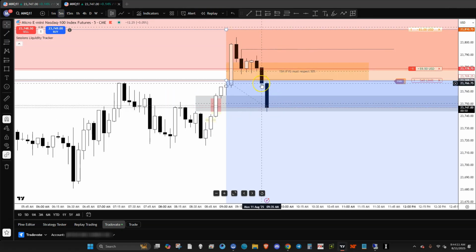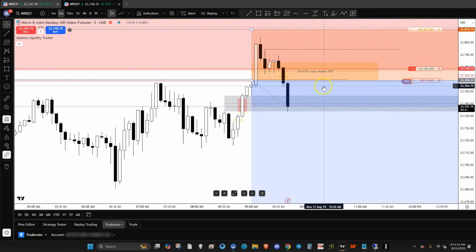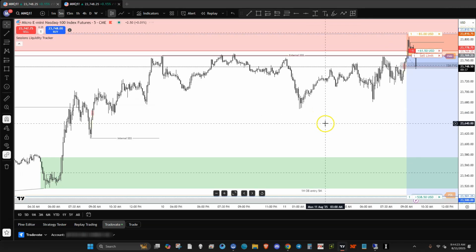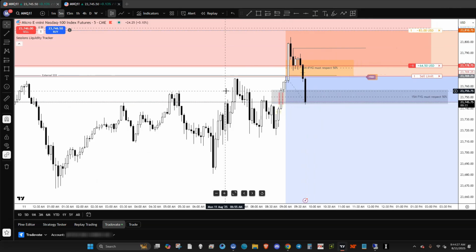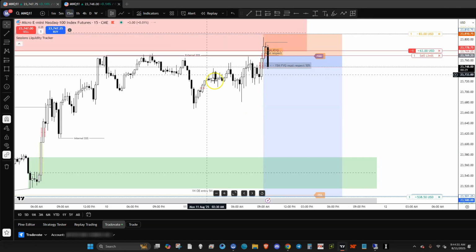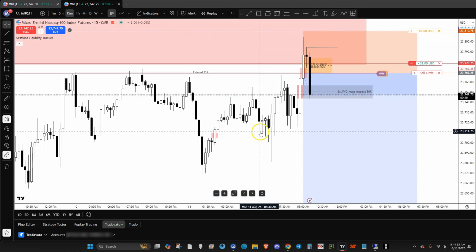I was gonna get in manually right here, but I'd rather just get on the retest. But if it doesn't come and grab it, then it is what it is. We're just gonna grab whatever we can. It's late in the market anyway, so I'm not expecting a really huge move unless there's some type of news or something. But this is pretty much what happened.